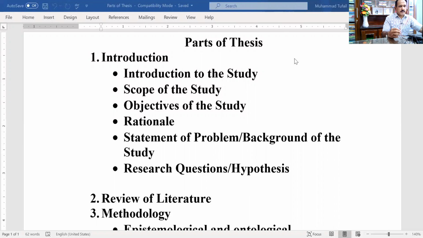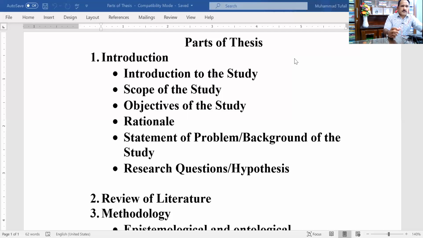This class is being recorded for the students of BS English Part 4 who have taken research methodology as one of their major subjects. So, in this class, we would try to analyze the parts of a thesis and try to understand how we can better write a composite thesis, and what is the significance and the contribution of each chapter when we are developing or writing a research thesis.